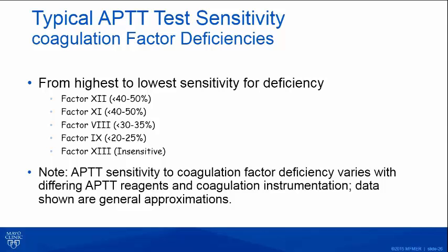Typical APTT and PT tests have different sensitivities for different factor deficiencies, as Dr. Nichols has mentioned. The level shown here is a ballpark estimation, and it's worth mentioning that those sensitivities are actually determined by the specific combination of the reagent as well as the testing platform that is being used. And both PT and APTT are not sensitive for factor 13 deficiency, and factor 13 deficiency is analyzed by a specific assay.